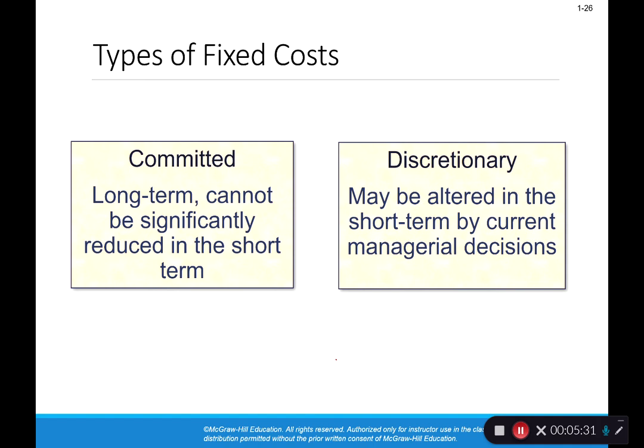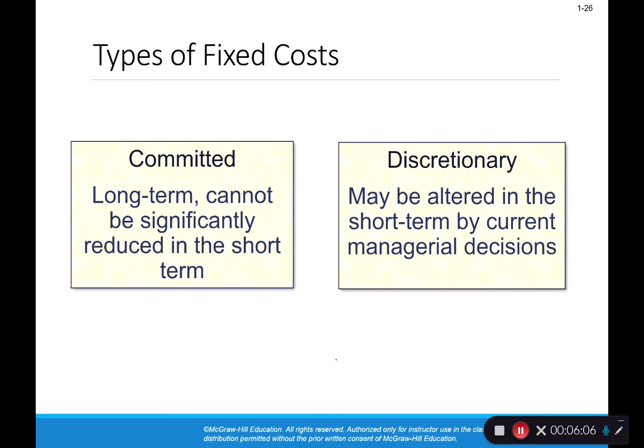It's a committed cost. A discretionary cost would be like your girlfriend or boyfriend. Now, I'm not promoting this, but you could just send a little text, say it's over, and boom, it's done. On to the next. It's very easy to get rid of it in the short term. Again, I'm joking around. I'm not promoting that you break up with your boyfriend or girlfriend over text. But a discretionary fixed cost is one you can get rid of very quickly and easily. Advertising costs, training costs would be some examples where you can just decide not to do it. No harm, no foul. Boom, it's over.